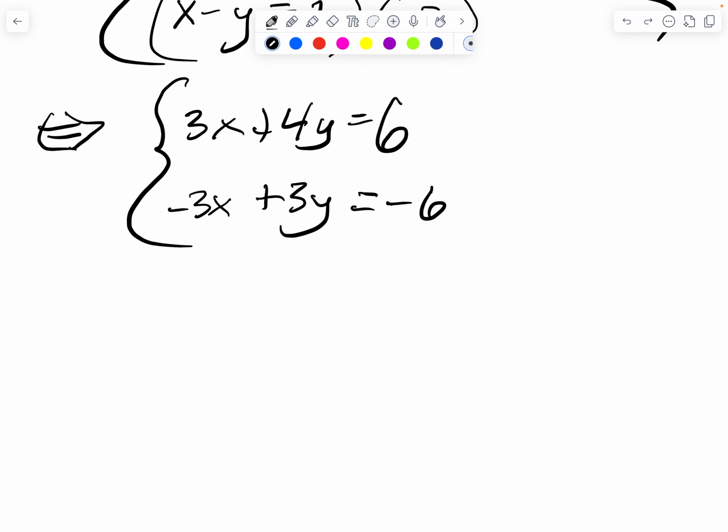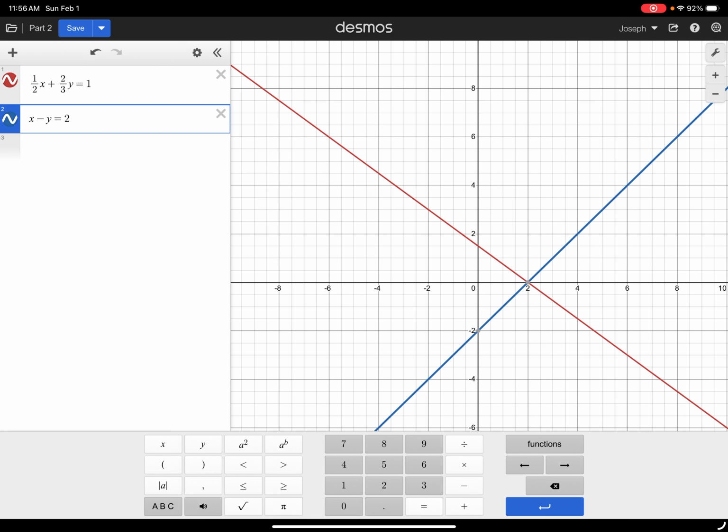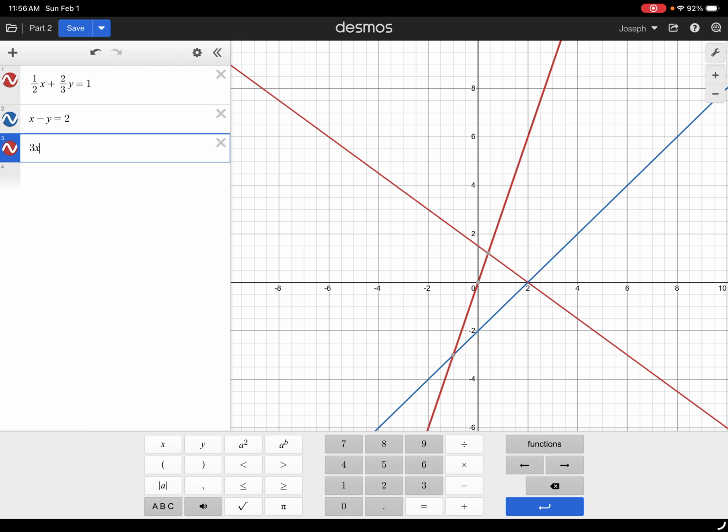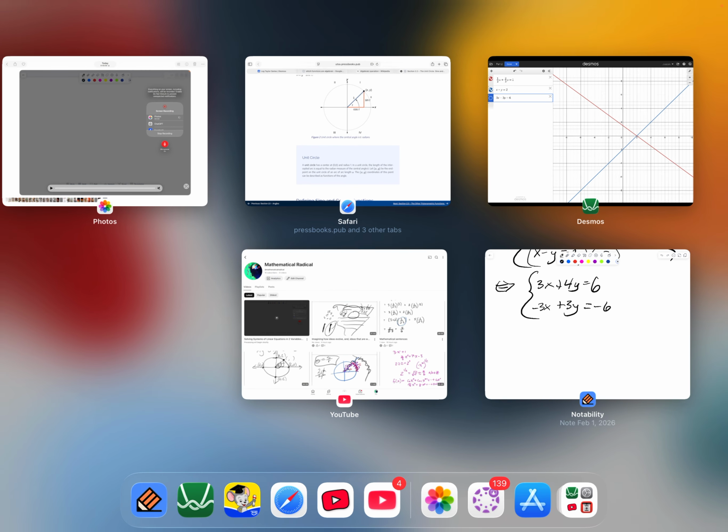Okay, and you can see that, look, here in Desmos, check it out. If I take this blue line and I multiply everything times 3, watch this. Multiply the first one times 3, multiply the second one times 3, and then multiply the 2 times 3. See, it's the same line. Well, they changed its color, but you see? Same line, same solutions. All right.